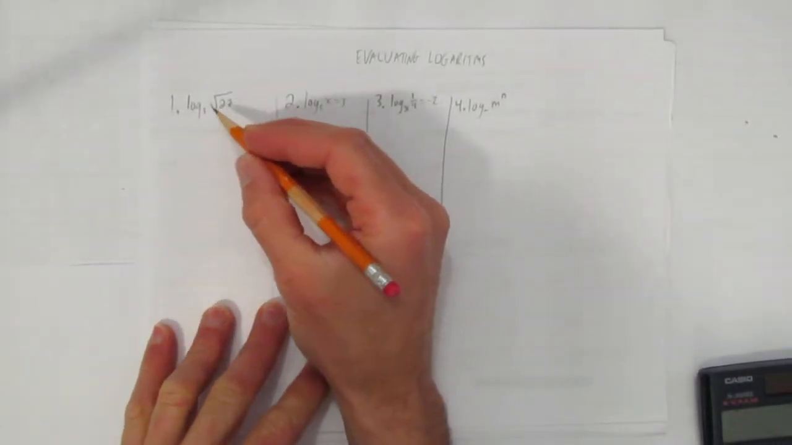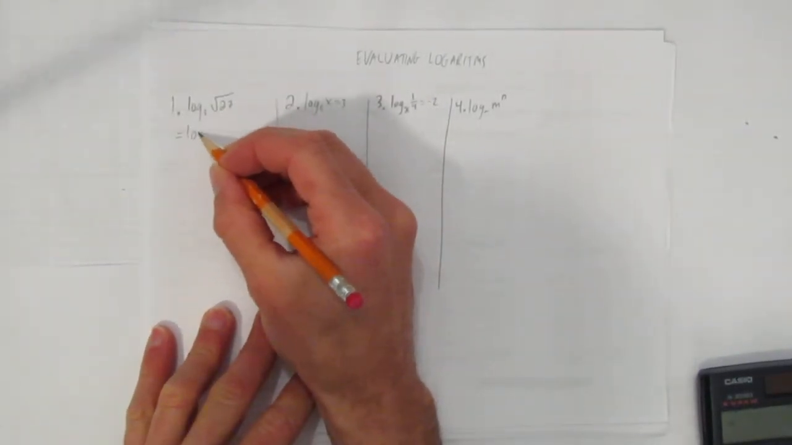In this video, we'll look at evaluating logarithms. So I have a bunch of logarithm things to solve. We'll solve them. Question 1. Log base 3 of root 27. Well, first we're going to change that root to an exponent.